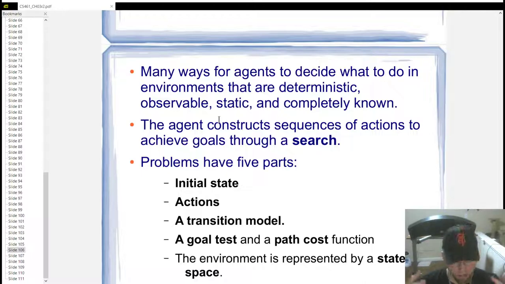The agent finds itself in a current state. It says, what do I do now? I want to get over there. So what do I do?